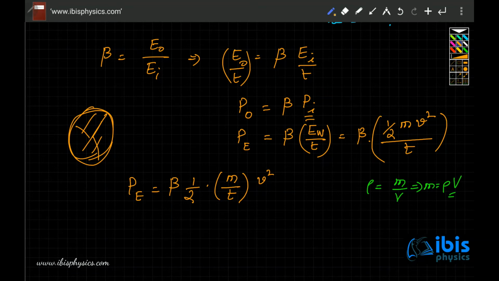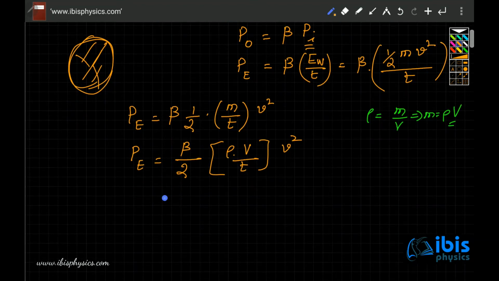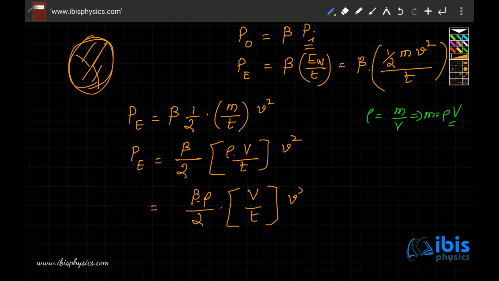So replacing that here, the electrical power output is beta, the fraction converted, into half into mass by time, which can be written as density into volume by time into v square. Then density is a constant, so now we can take it out: beta rho by 2 into the volume of the wind blowing per unit time into v square.